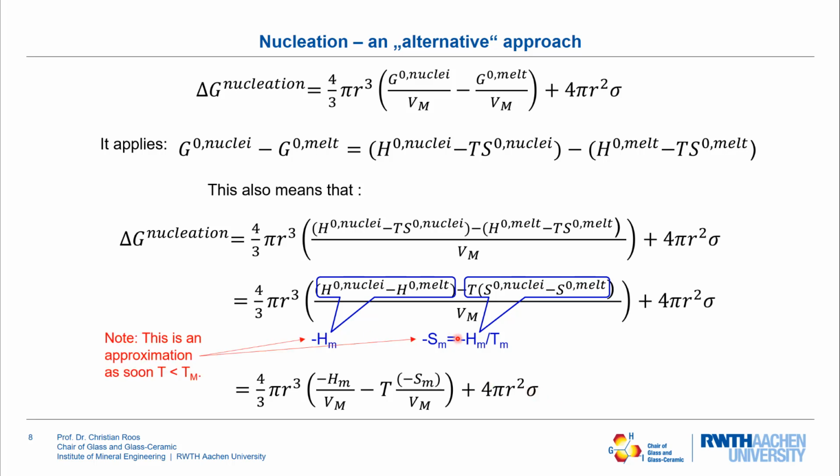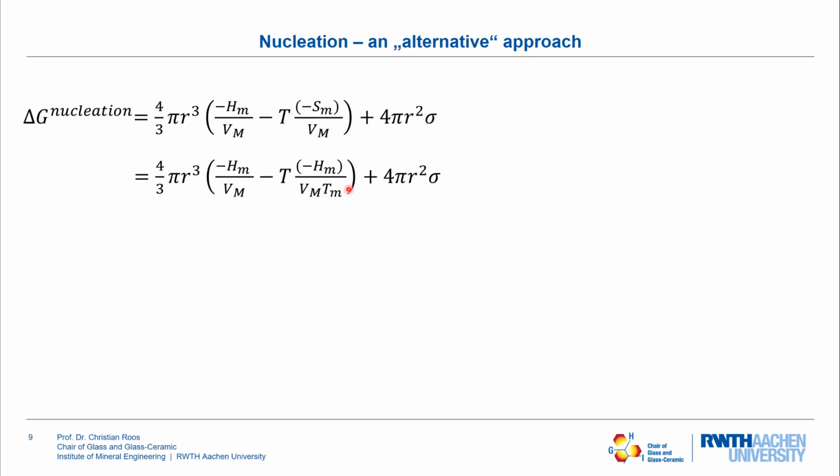Please note that these two relations certainly only are strictly valid if the temperature is exactly at the liquidus temperature. As soon as the temperature is smaller than the liquidus temperature, this is an approximation. Now let's take this equation and go one step further. This can be further rewritten into the relation between the entropy and the melting enthalpy with the melting temperature.